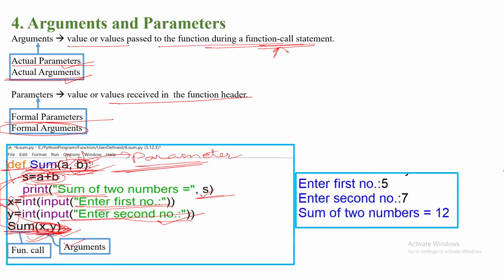So enter first number, suppose 5, enter second number, this is 7. So 5 plus 7. Because sum x, y has been written, in the x what will we pass? 5, and y which value will we pass? That is 7. So in this sum function, x comes as a, so a value is 5, b value is 7. So 5 plus 7 comes to 12, in the s variable, s equal to 12. So sum of two numbers equal to 12.